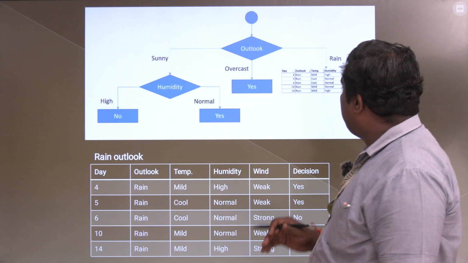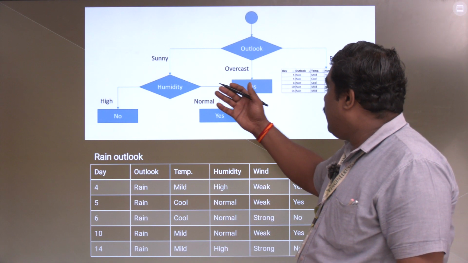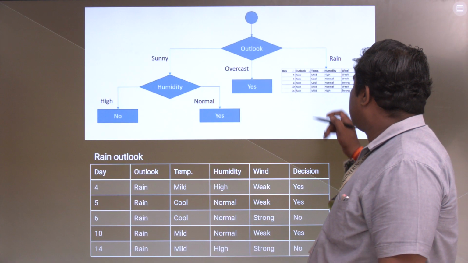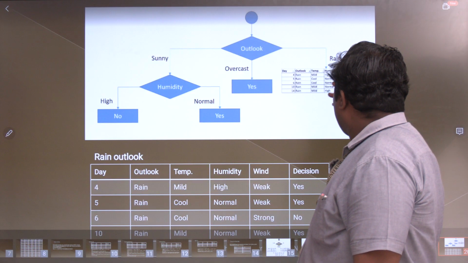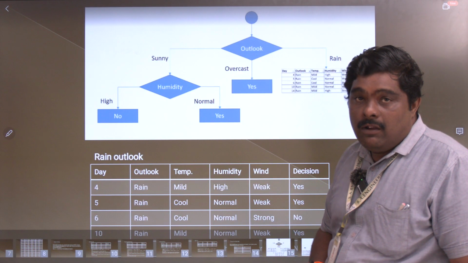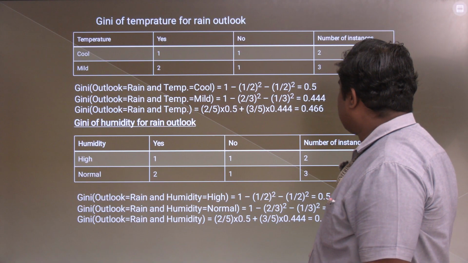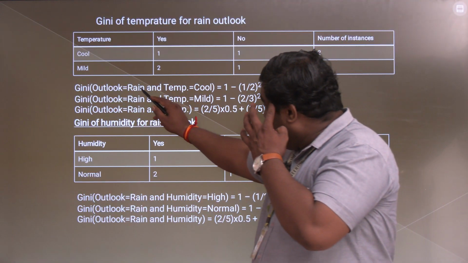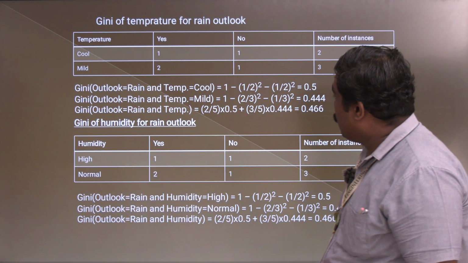We are having another table as rain. Like that, for humidity we have to consider and calculate the Gini index. That means rain temperature, rain humidity, rain wind. From that one we will get the sum of weighted Gini index. For Gini temperature of rain, from the outlook rain and temperature equal to cold.